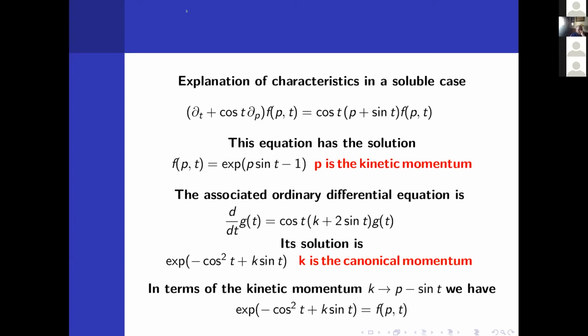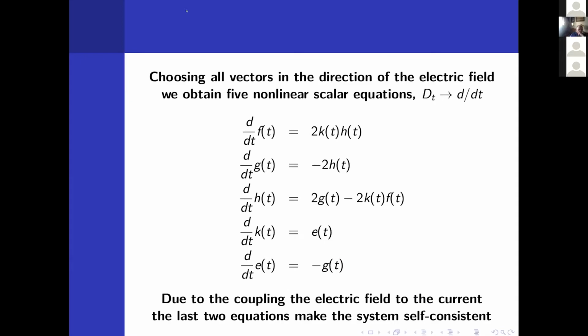Next slide, please. This is the set of five nonlinear scalar equations, which are the ordinary equations obtained by the method of characteristics. Well, first they looked sort of uninteresting, but when we looked closer at them, they really are quite intricate. And of course, these are self-coupled equations because the last two equations describe, in this simple case, the electromagnetic field coupled to the current.